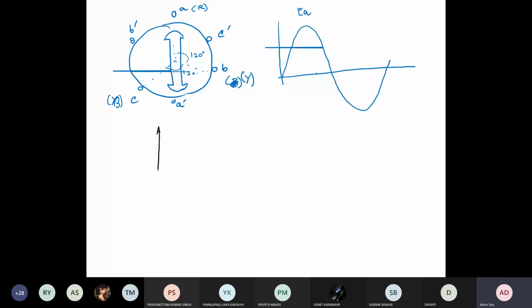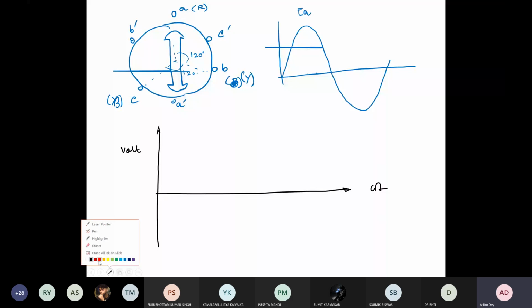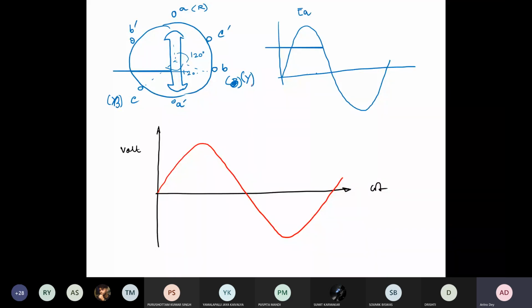So what will happen to your waveform? If we have this, this is your omega t, and this is your volt. If we draw the red phase first, we'll draw it in red. So this is the waveform for red. And then after 120 degree, there will be the peak of B, I mean peak for coil B dash. That means yellow phase. So we can draw it in yellow.